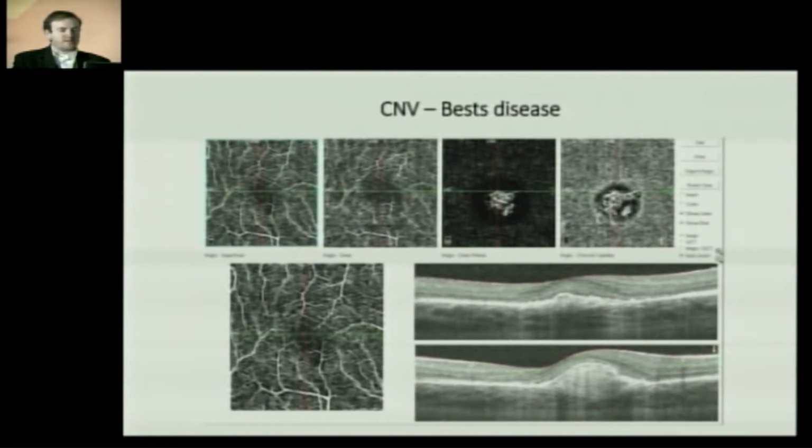For example, this is an older child with Best disease, with a typical vitelliform lesion, and a choroidal neovascular membrane visible in the outer retina where there should not be any blood flow. This would be useful for diagnosis because it's sometimes difficult to obtain fluorescein in these children, as well as for monitoring as that neovascular membrane regresses with treatment.